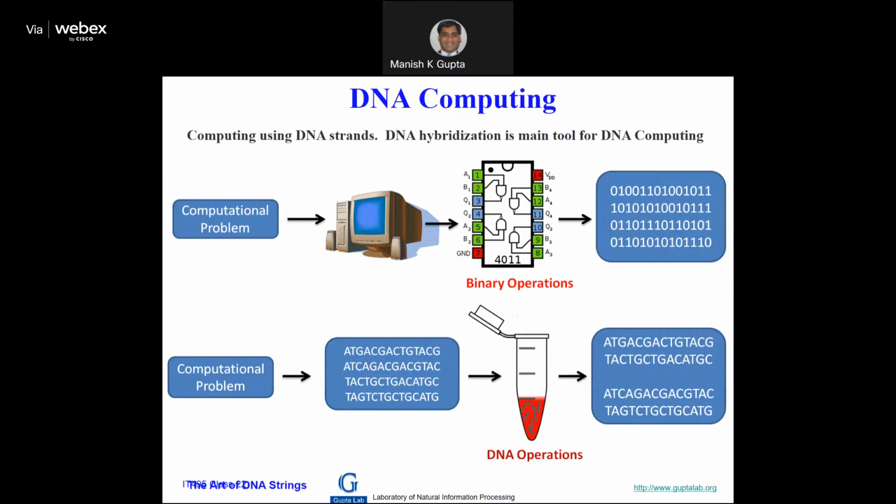So in a normal computing scenario, we know that there is a computational problem, there is a computer, basically a bunch of circuits doing binary operations, and the output is in the form of binary strings, right? Okay. So any computational problem, you can break into these binary strings and do the computations. In the case of DNA computing, we have a computational problem, and you convert everything into DNA strings, ACGT.